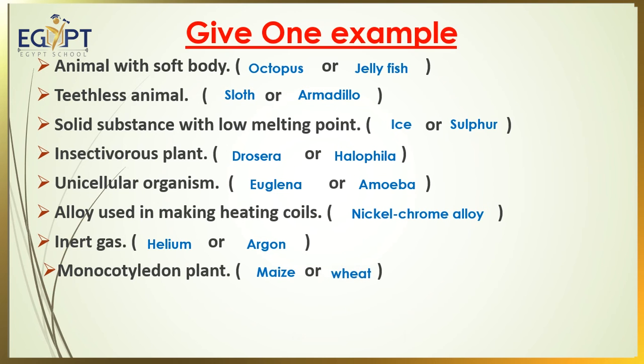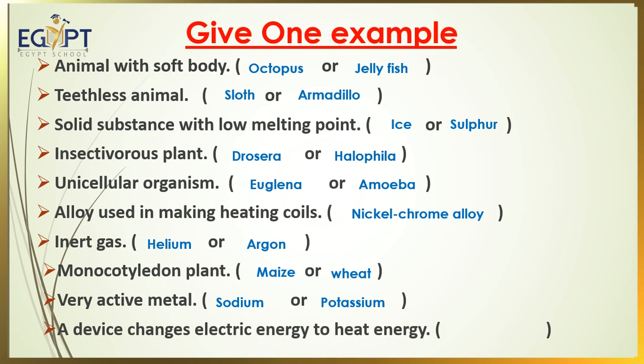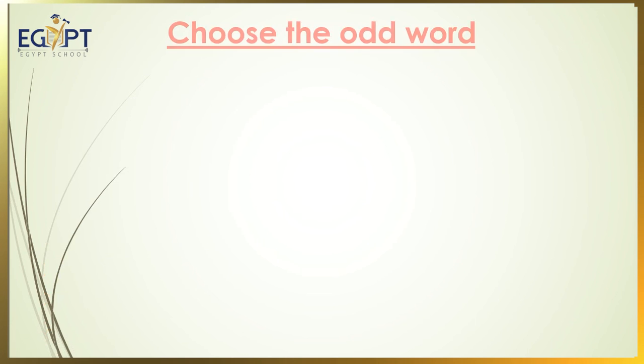Monocotyledon plant, as maize or wheat. Very active metal. We have two very active metals that we have studied before, like sodium or potassium. A device that changes electric energy to heat energy: electric heater, or electric iron.